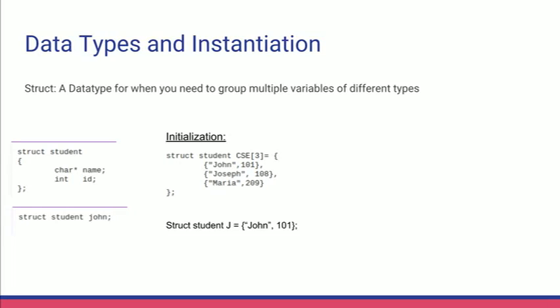And now we have what's called a struct. A struct is a data type for when you need to group multiple variables of different types together. Again, just a quick example, you can create a struct student that groups together a string name and an integer ID. And then here's a couple of examples of how to initialize a struct.